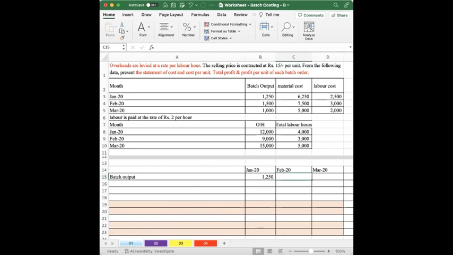In January, that is 1,250. February, 1,500. March, right? Then they have given us the details about materials, right? So now tell me, how do we find the total cost normally? We take the summation of the material cost, labor cost, and overheads, right? That is what we discussed.